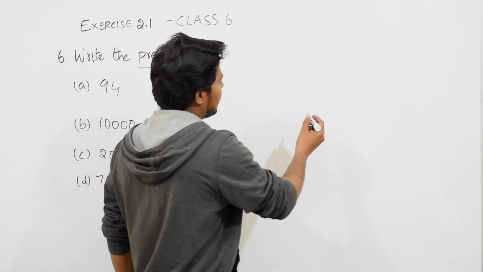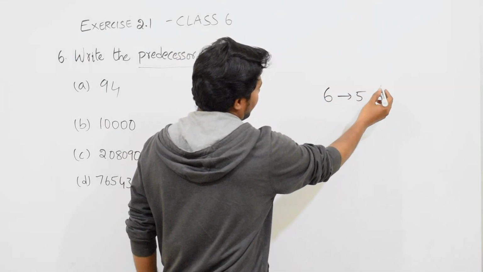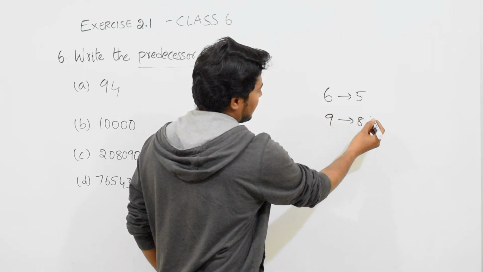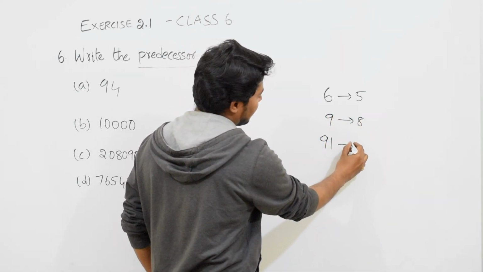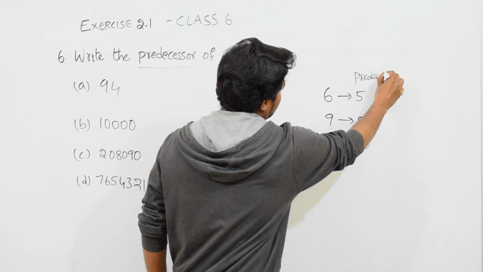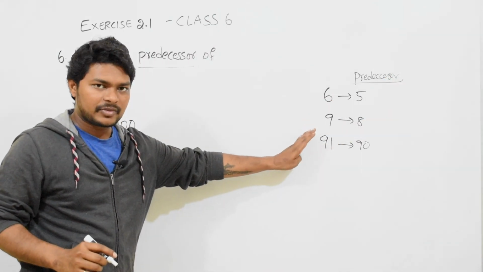Like an example I will take. The predecessor value of 6 is 5. Okay. The predecessor value of 9 is 8. The predecessor value of 91 is 90. This is predecessor. Okay, you understand the concept, right?